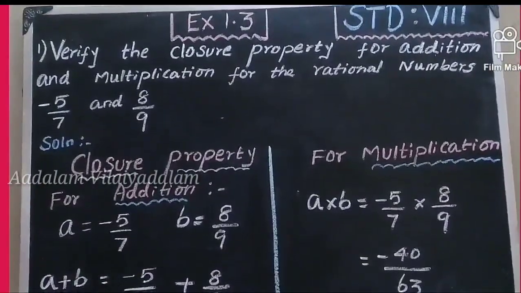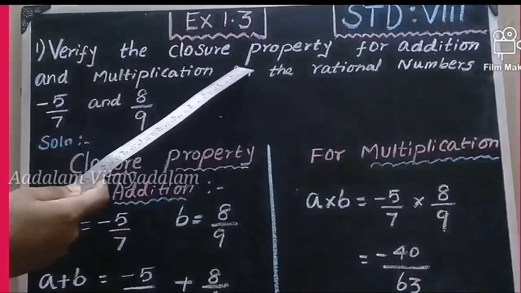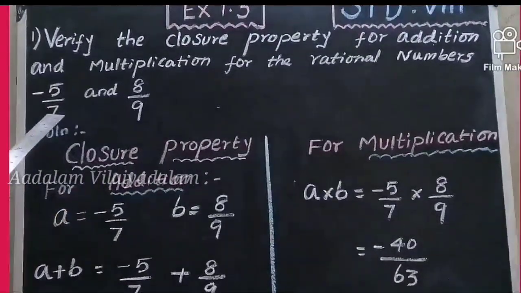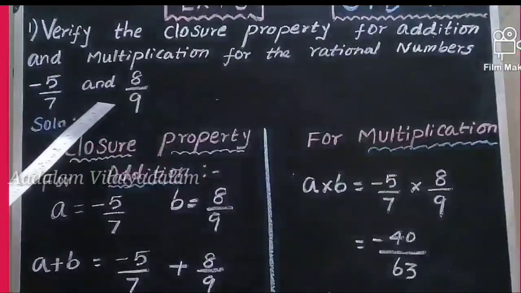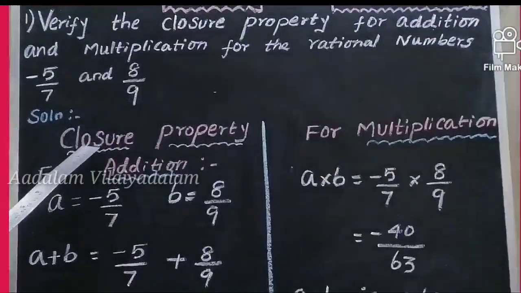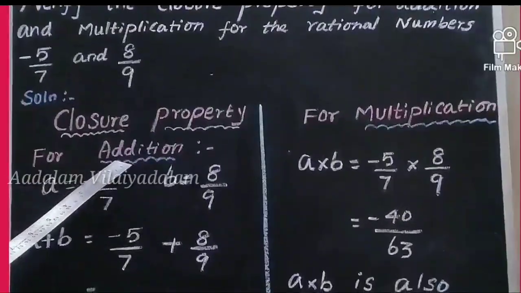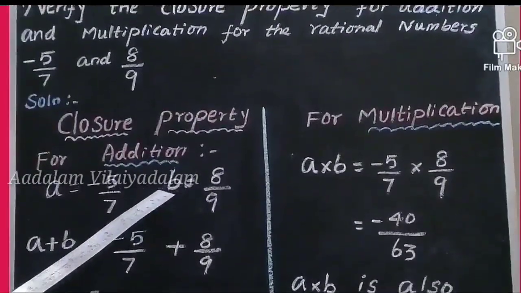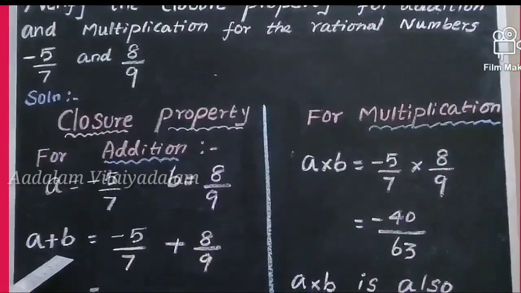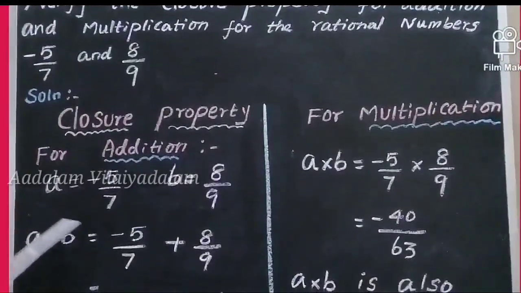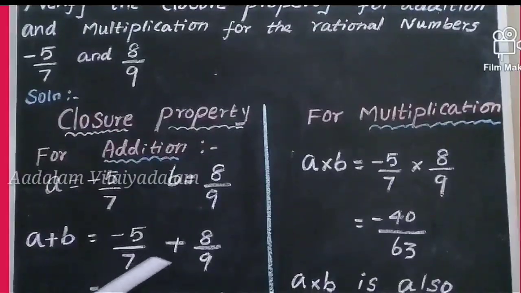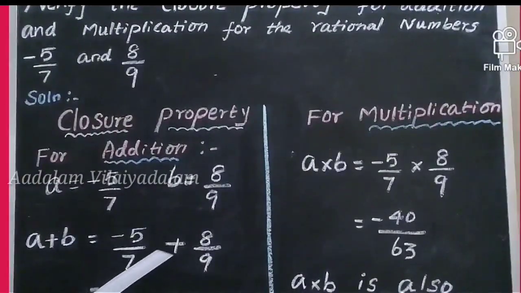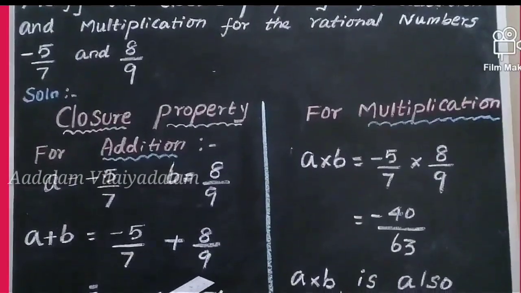The first question: verify the closure property for addition and multiplication for the rational numbers -5/7 and 8/9. Closure property for addition: if A and B are two rational numbers, A plus B is also a rational number. First we have to find the sum A plus B. Here the A value is -5/7 and the B value is 8/9.